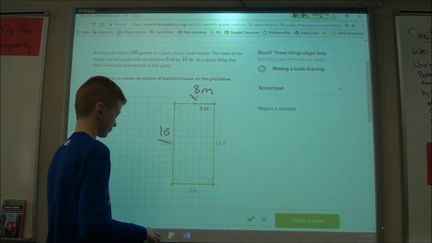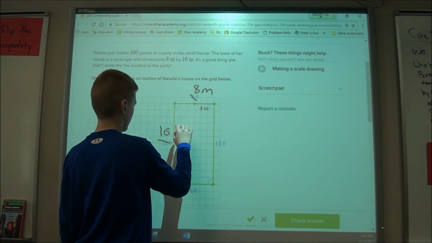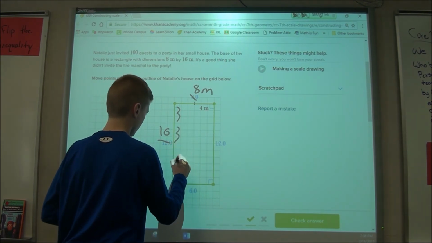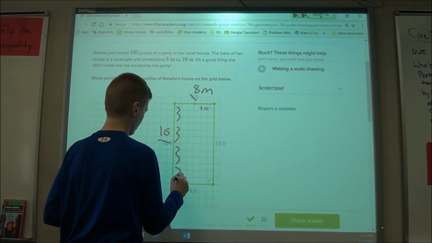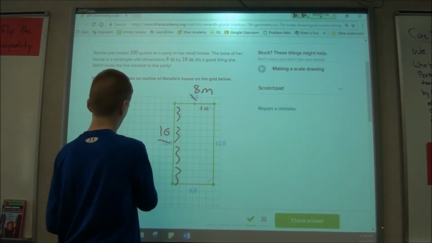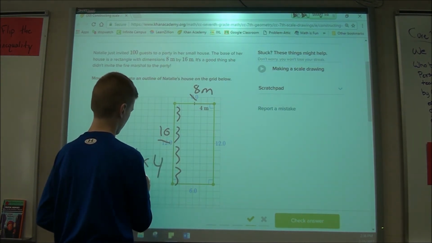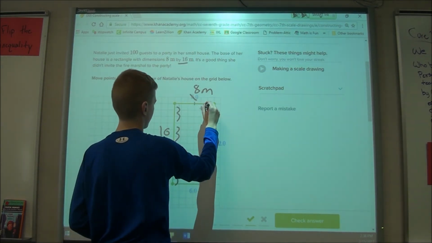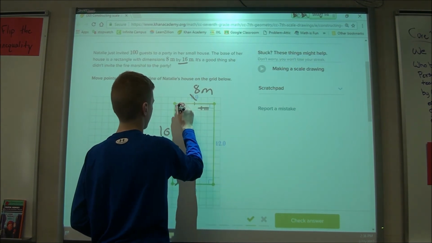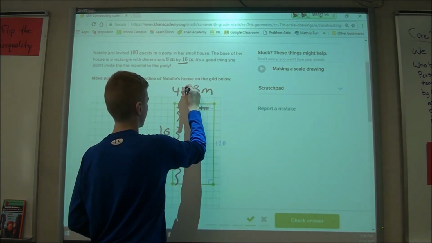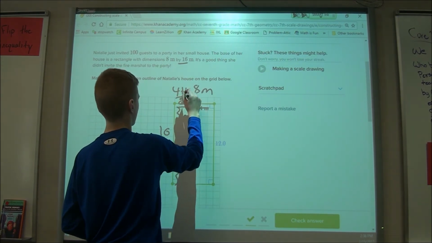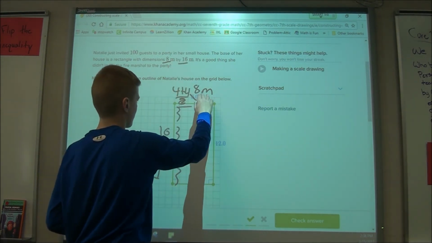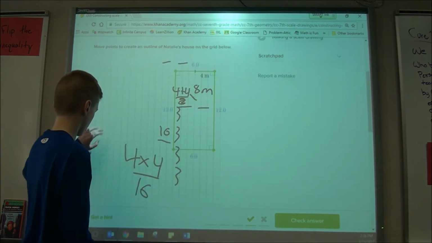Because we have 1, 2, 3, we have 3, 3, 3, 3, which means we have 4 4s, and 4 times 4 is 16, which is what we're supposed to have. And we have 3 and 3, which is 4 plus 4, 8, which is what we're supposed to have. So that means this is correct, because we have both of their dimensions, 16 and 8.